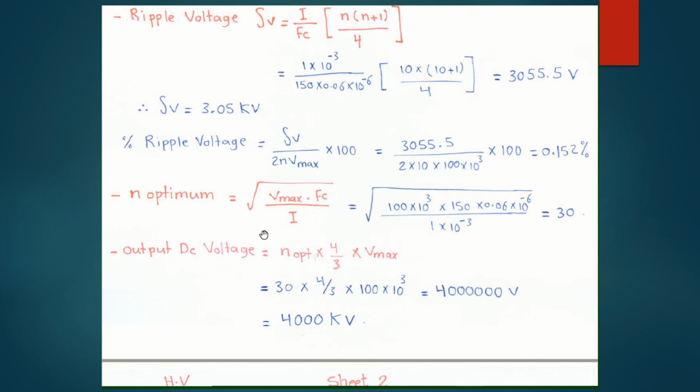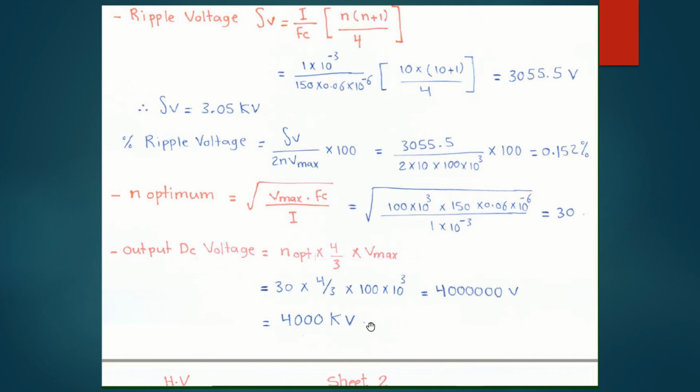Now let's move on to the fourth requirement in this question. He asked us to determine the output DC voltage. The formula for the output DC voltage is N optimum into 4 divided by 3 into Vmax. So N optimum, we got it as 30, into 4 divided by 3 into the Vmax, which is 100 kilovolt. If you use your calculator, you will get 4 million volts. We will change it to kilovolt, so it will be 4,000 kilovolt. And this is the end of question 4.